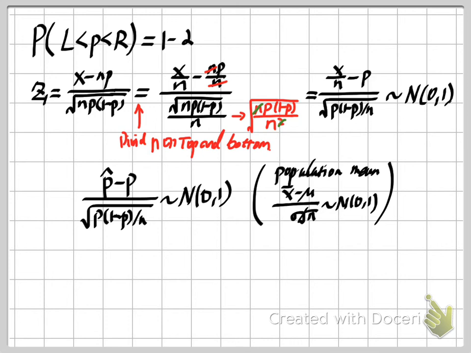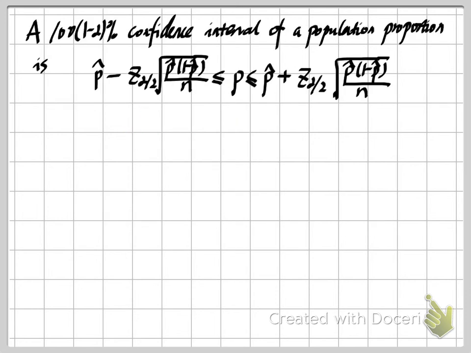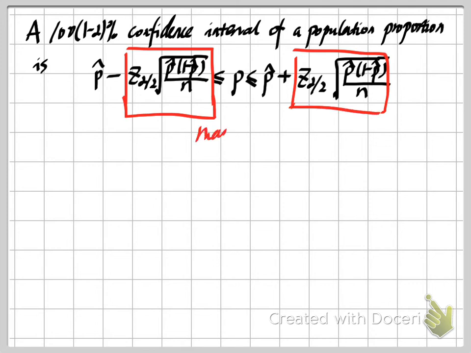So now let me write down the final conclusion for the confidence interval for a population proportion. This is our formula for the confidence interval, and similar to our previous video, this term is subtracted for our left endpoint and added for the right endpoint. This is also our margin of error, which gives us a sense of how wide this confidence interval is.